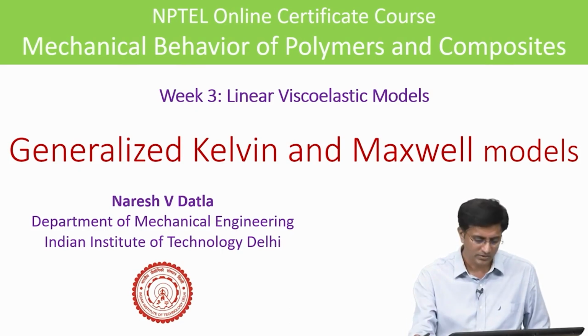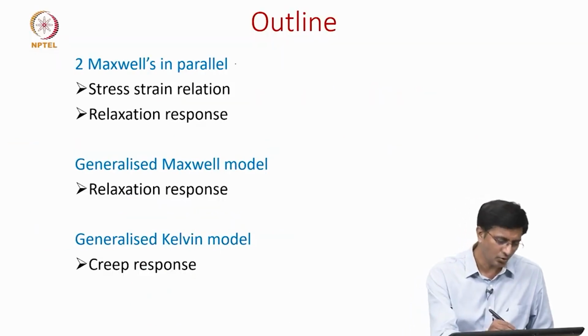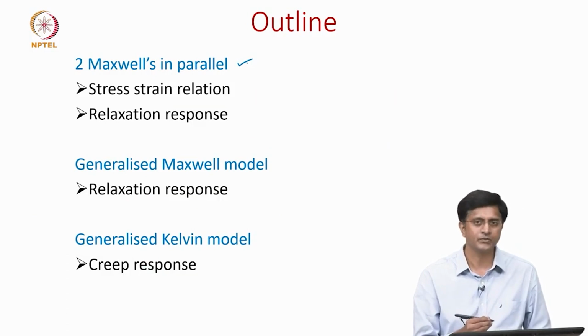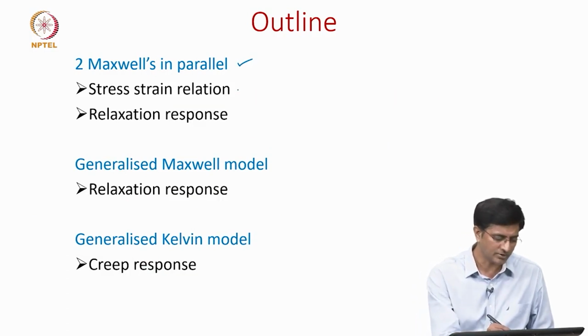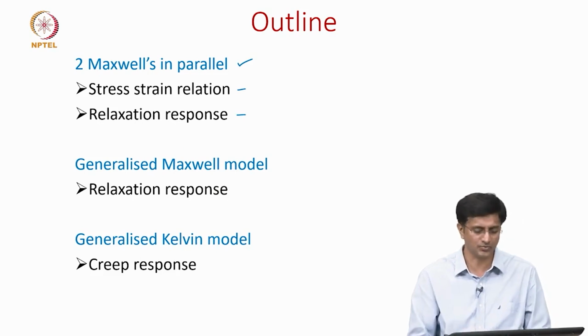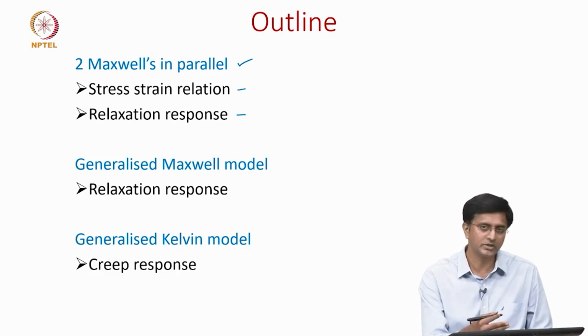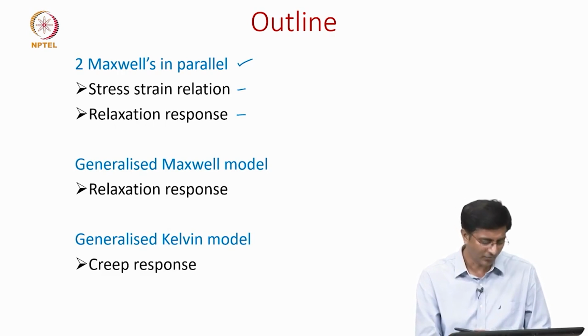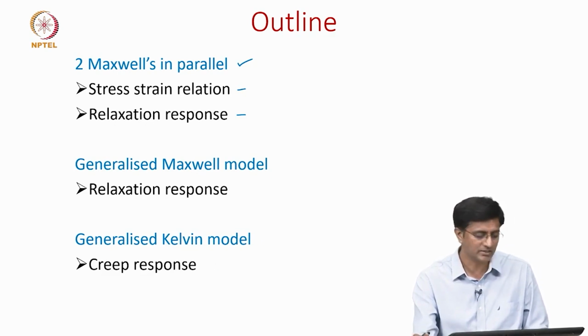So, we will start by looking at two Maxwells in parallel. We will develop the stress strain relations and then we will also solve for the relaxation response. Using that as a basis, we will then move on to the generalized Maxwell model, which we can use to find the relaxation response. And finally, we will be looking at the generalized Kelvin model and look at its creep response. So, let us start with the two Maxwells in parallel.